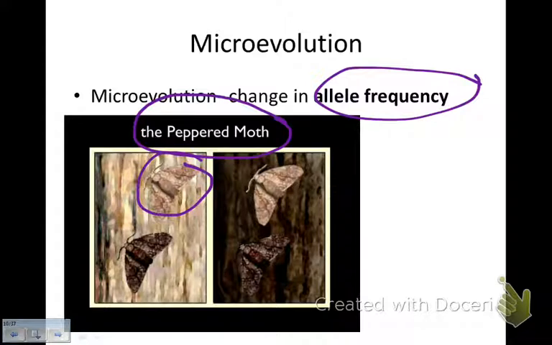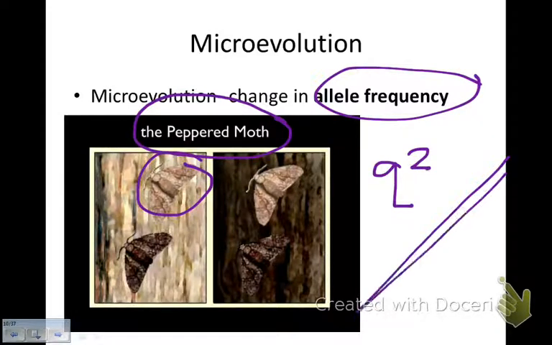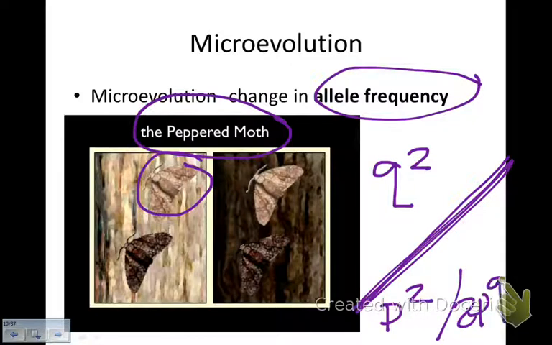So there were probably more Q squared before the Industrial Revolution. After the Industrial Revolution, there's going to be more P squared, or 2PQs. So that would be an example of the allele frequency changing.